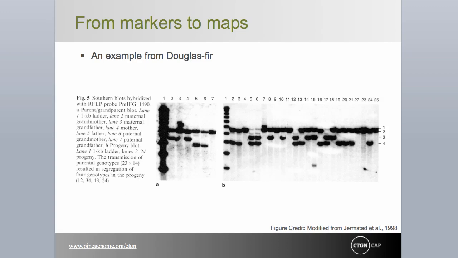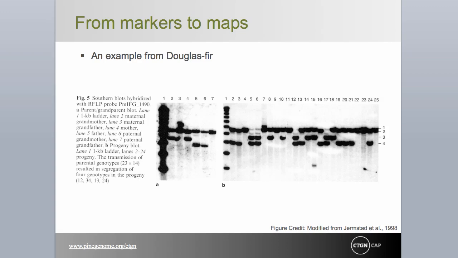Marker data was collected from a three-generation intercross using restriction fragment length polymorphisms, or RFLP markers, that were visualized in Southern blots using radioactive tracer chemicals. The dots here represent fragments of different sizes that were separated electrophoretically in a gel. In this example, grandparents and parents are shown in figure A, and 24 progeny are shown in figure B.